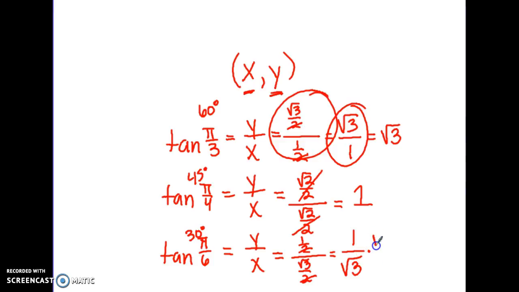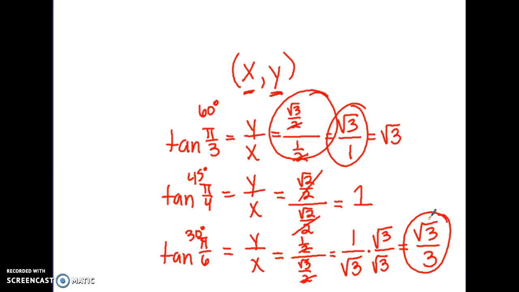To clean this up a little bit, because mathematically we don't like to leave radicals on the bottom of fractions, I'm going to do what's called rationalizing the denominator. So 1 times square root 3 is square root 3. Square root 3 times square root 3 is square root of 9, or 3.